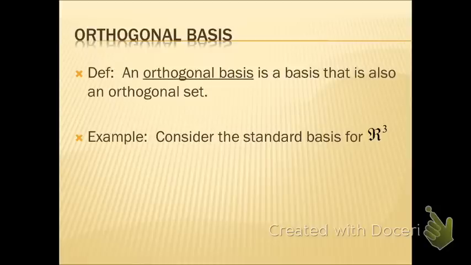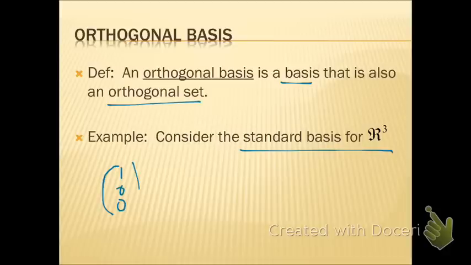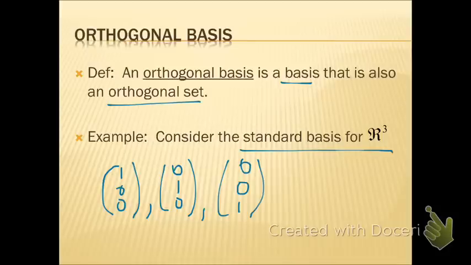Now, let's consider orthogonal bases. An orthogonal basis is a basis that is also an orthogonal set. If we consider the standard basis for R3, which we saw earlier, which is 1, 0, 0; 0, 1, 0; and 0, 0, 1, we notice that this is an orthogonal set, and it also forms a basis.